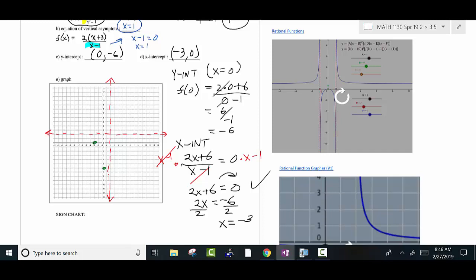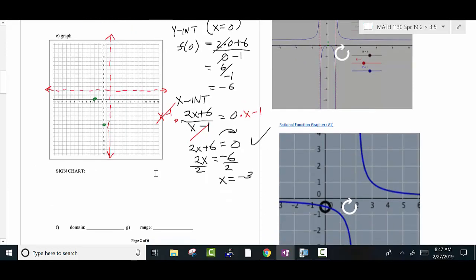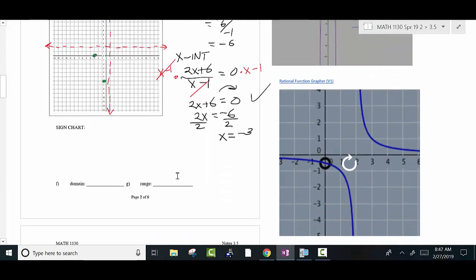Okay, now we're going to bypass the calculator, and what I'm going to teach you how to do next is a sign chart to figure out how the graph goes. Because I'll explain kind of what happens on asymptotes as we go on this. Any questions so far with what I've done? Okay. All right. Now here's what we want to do on this.